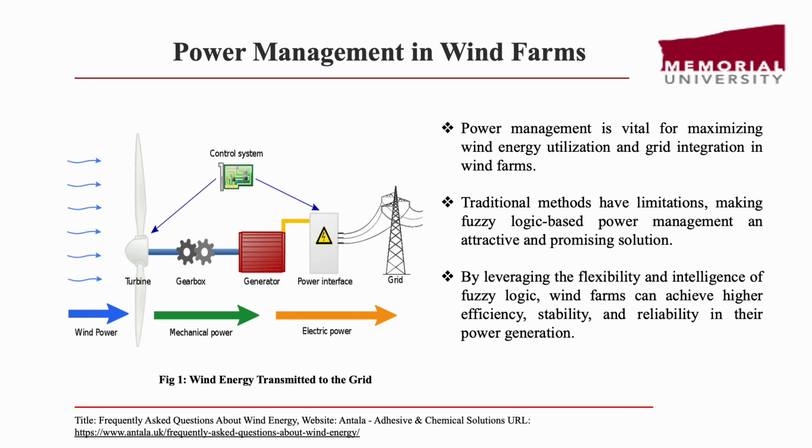So from this figure we can see that the wind power passes through the turbine, converts it into mechanical power, and that mechanical power is converted into electrical power which is fed to the grid. And in this whole process, from the turbine to the power interface, there is a control system which will help us to manage the wind farm, and that control system in our project is the fuzzy logic control. So the next slide will be continued by my friend Arpit.